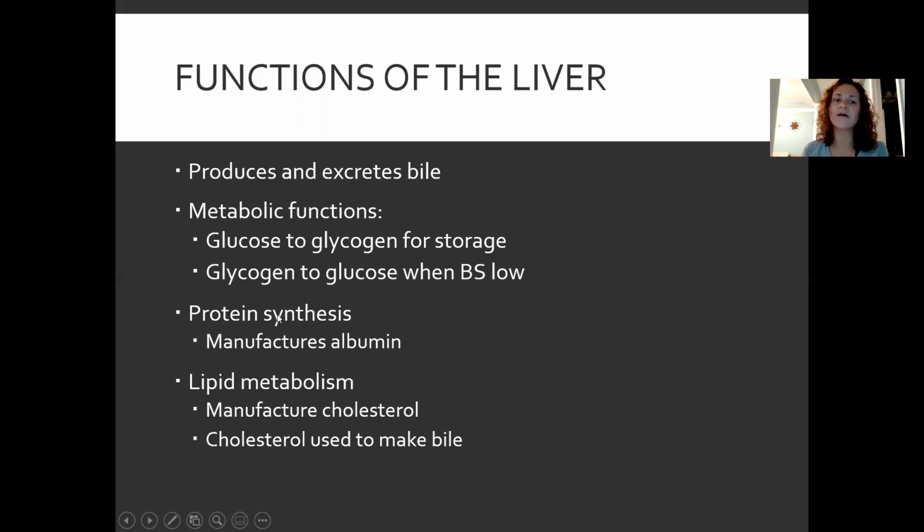It also synthesizes several proteins, and one that we're specifically interested in is albumin, which is the one we talked about in the previous chapter that holds volume in the vascular space, which is what we want to see. And then lipid metabolism, it manufactures cholesterol, and then cholesterol is also used to make bile, and bile again is used for digestion and absorption of dietary fats.